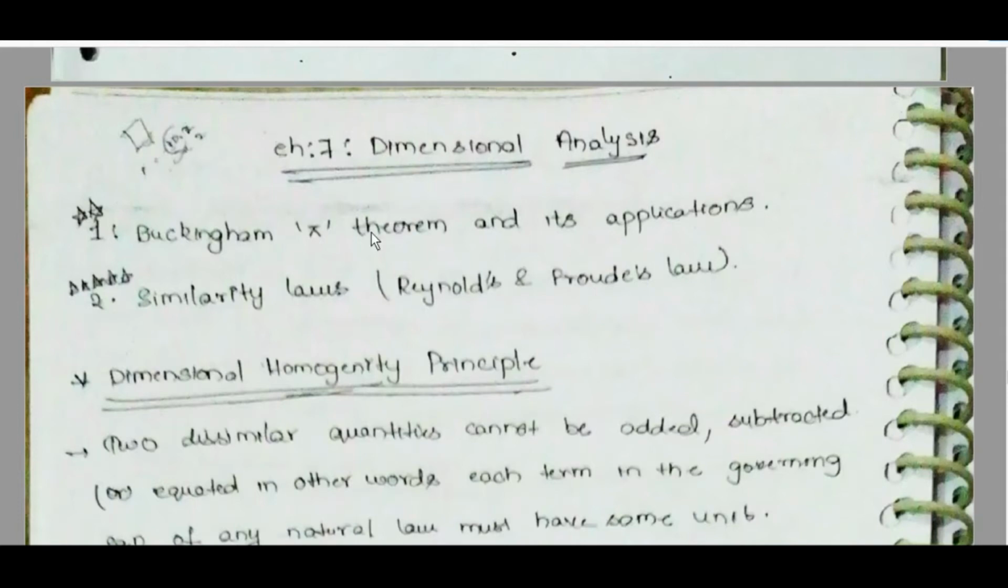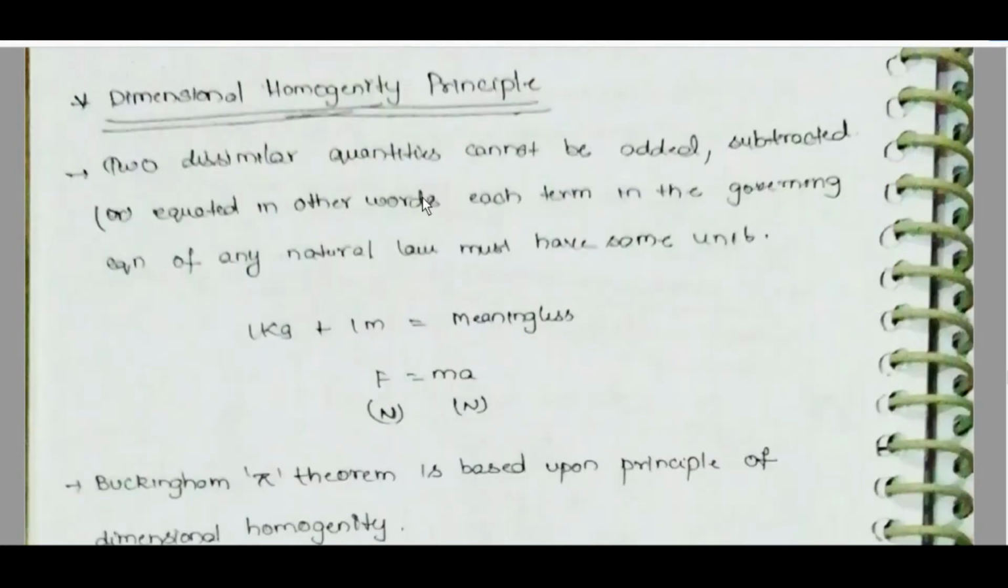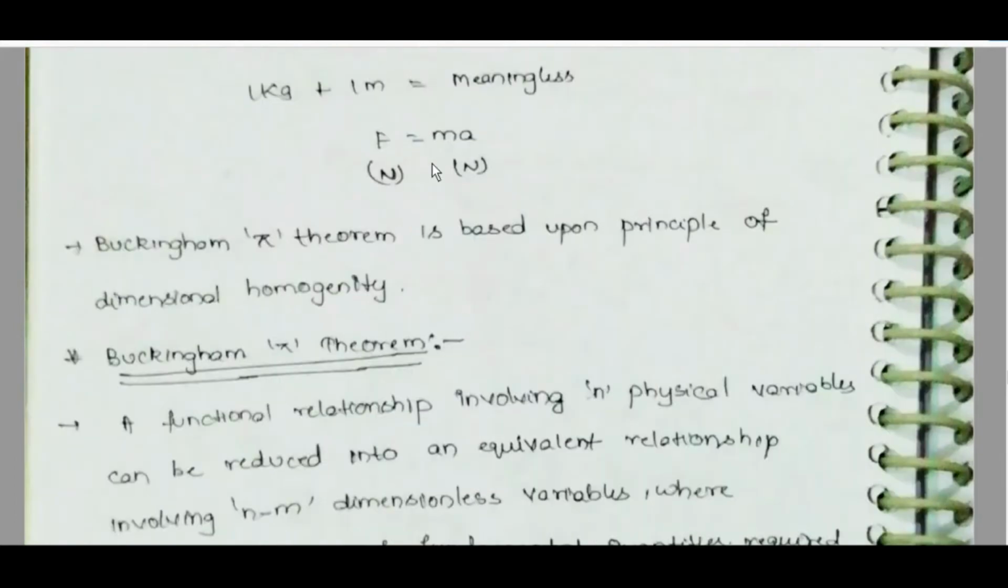Dimensional analysis, Buckingham Pi theorem and its application, similarity laws, Reynolds and Froude's law. Dimensional homogeneity principle: two dissimilar quantities cannot be added, subtracted, or equated. In other words, each term in the governing equation of any natural law must have the same unit. 1 kg plus 1 meter is meaningless.